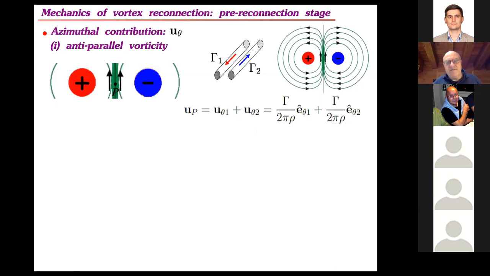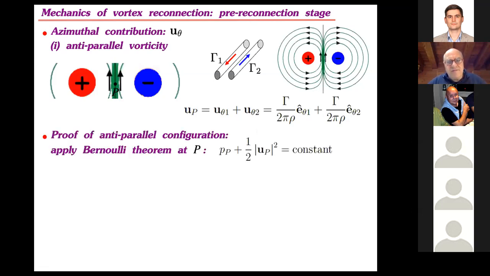Now I give you a very simple proof of the antiparallel condition. Assume for simplicity that the vortex cores are not yet totally close to one another, are very close but not completely close, so that we can still well ignore viscous dissipation. And so I'll use for this simple-minded proof the Bernoulli theorem. I put here my point P, and I use the Bernoulli theorem that says that the pressure at P plus the contribution from kinetic energy density is constant on the streamline.